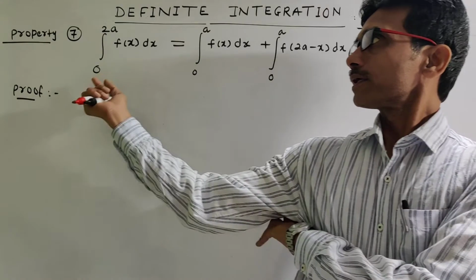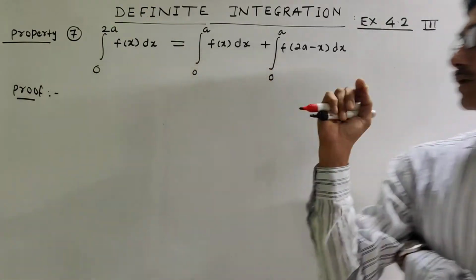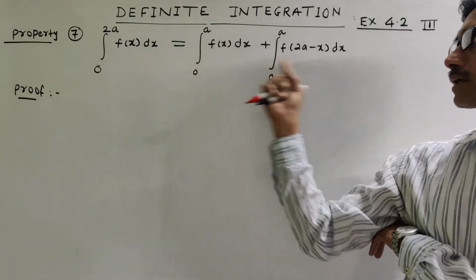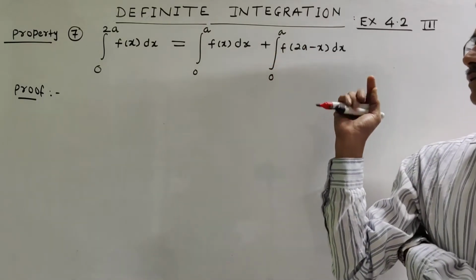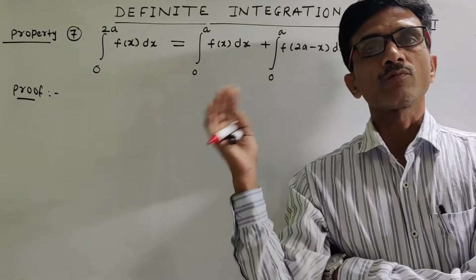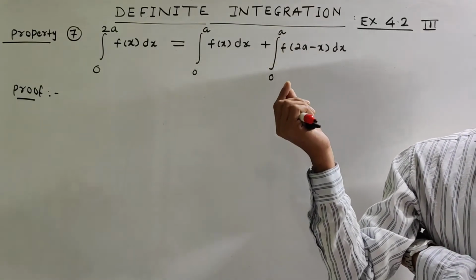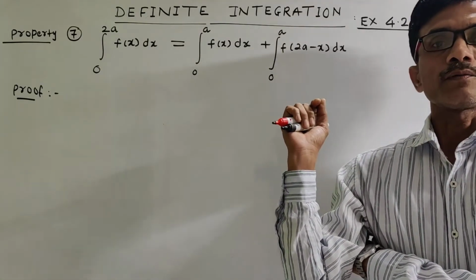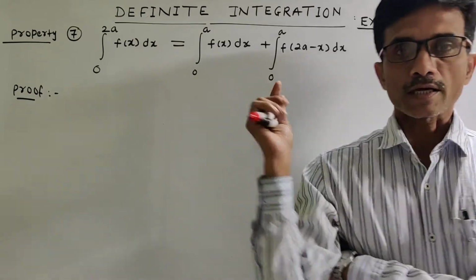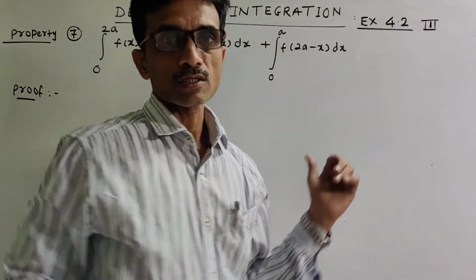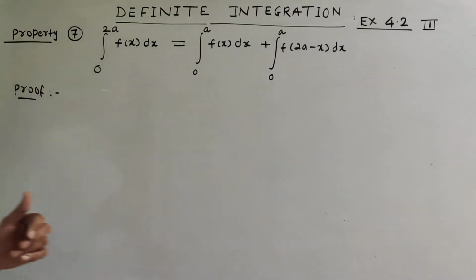So look at the property: integral 0 to 2a f(x) dx is equal to integral 0 to a f(x) dx plus integral 0 to a f(2a minus x) dx. We are going to prove this property and one more property. And on this property we will do exercise 4.2, some questions which are left. So let us begin with this property.